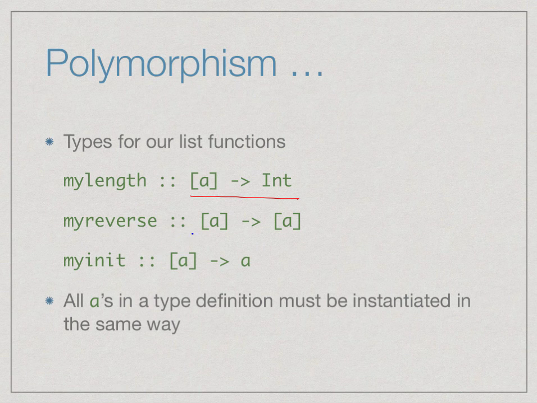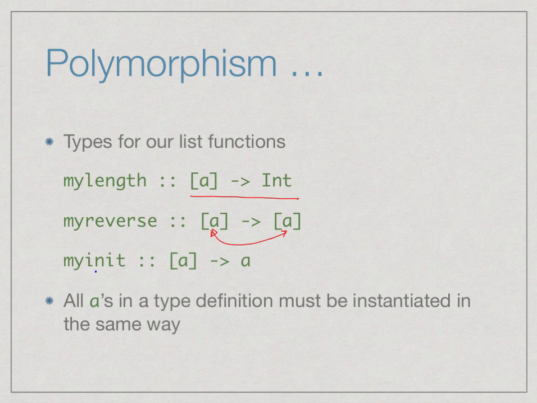Reverse, on the other hand, takes a list and produces another list. So once again, it takes an arbitrary list, but it produces a list of the same type. So it's important that the A on the left and the A on the right are actually the same A. It means that if I give it an input of list of int, it will produce an output which is a list of int. If I give it a list of float, it will produce a list of float as output. You cannot change the type, but the type itself is not fixed in advance.